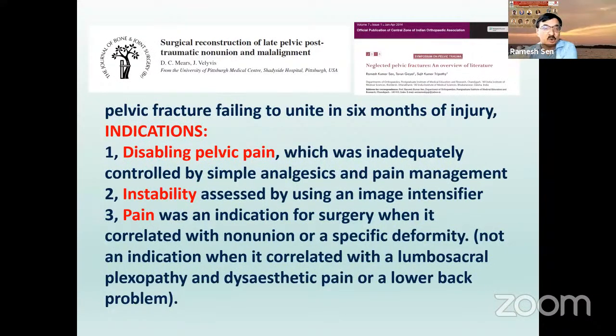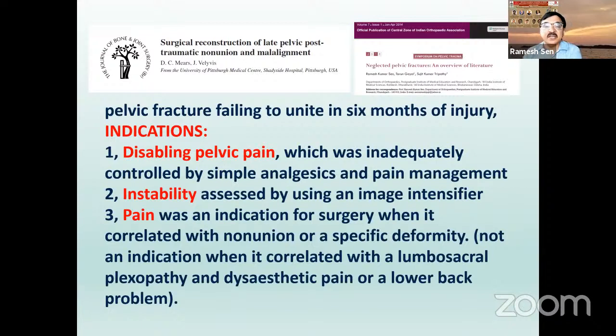Again, doing a non-union or malunion correction is a very tricky situation. These are very serious surgeries which have management problems. So it is only done when the patient has disabling pelvic pain, when we are clear about the instability as a cause, and when it correlates to that union.